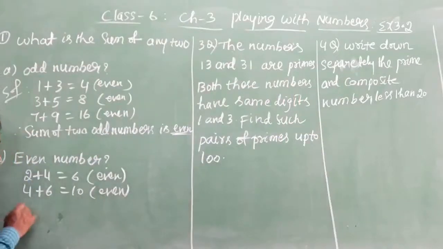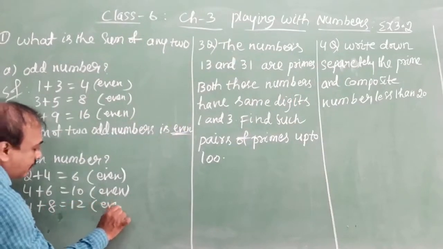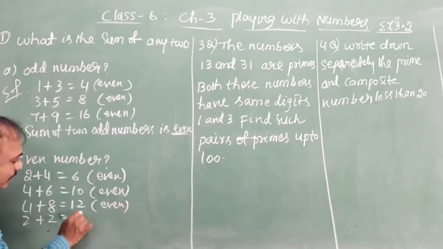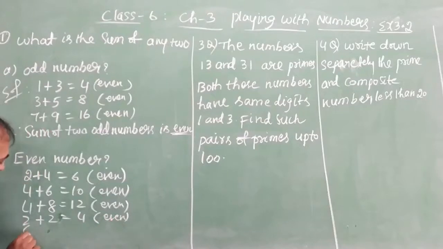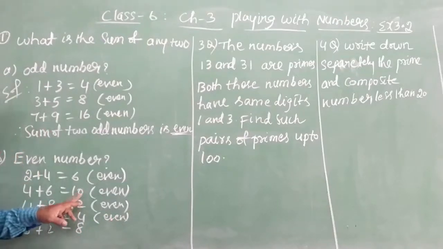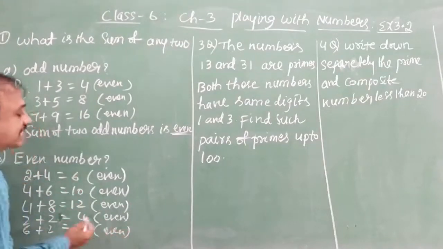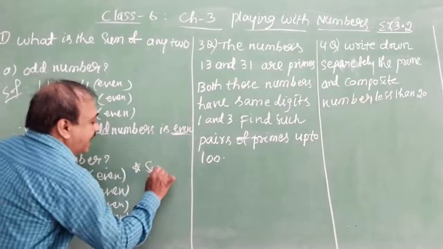Next, 4 plus 8 is 12, even. Next, 2 plus 2 is equal to 4, even. Then 6 plus 2 is equal to 8. So 0, 2, 4, 6, 8, these are all even. So the sum of two even numbers is always even.